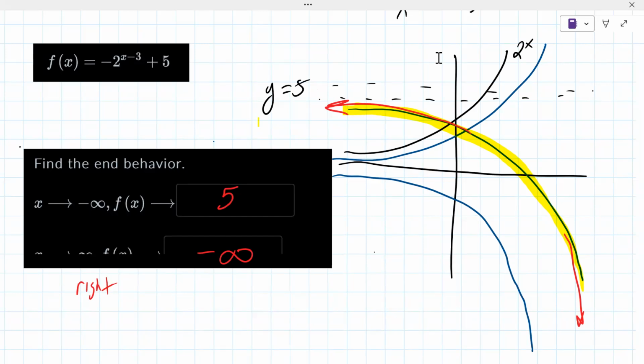Okay. I think we're up to 12. Yes. All right.